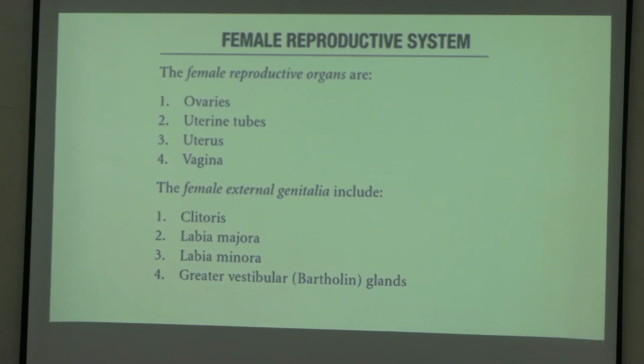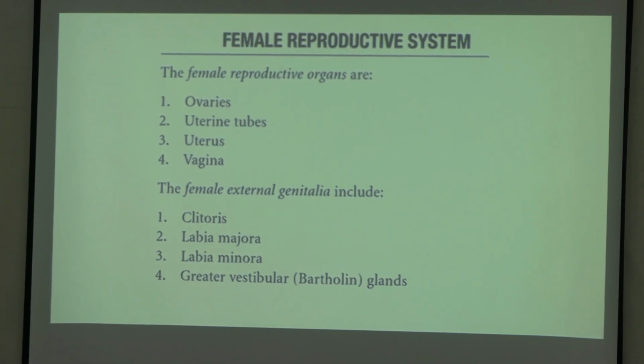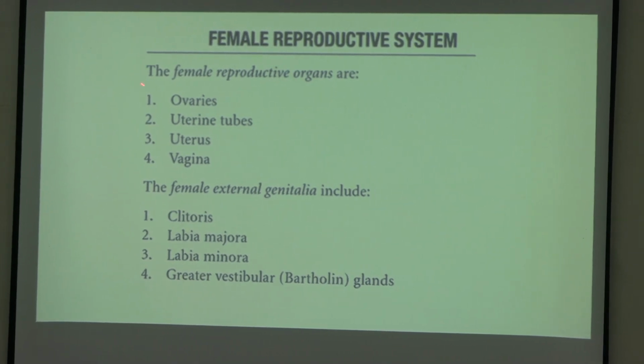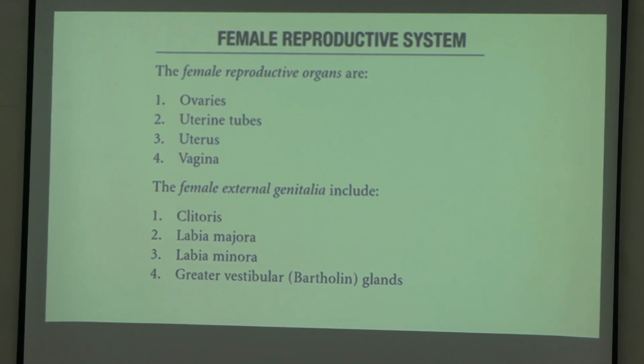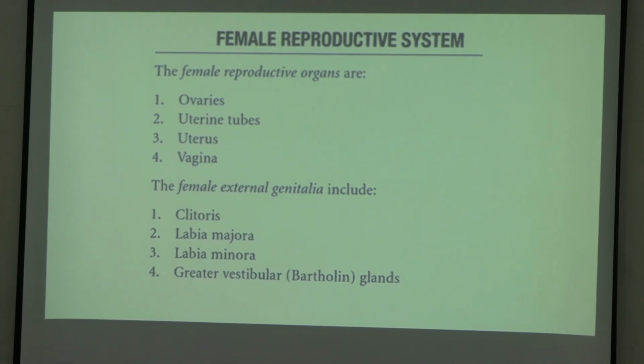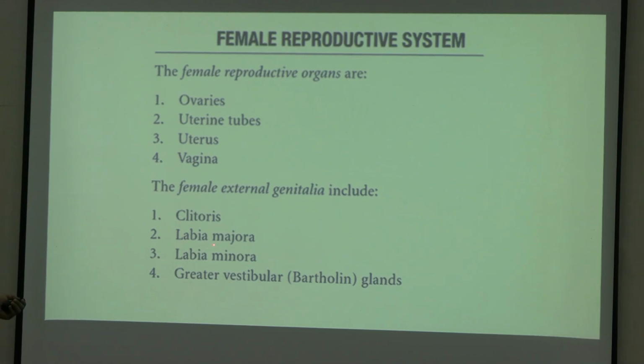Okay, this is a part of which system? Anyone? Female reproductive system. Okay, now the female reproductive system is mainly divided into two parts. As you can see over here, that is the female reproductive organs and female external genitalia. Among them, ovaries, uterine tubes, uterus and vagina are the reproductive organs, and these are the external genitalia, which include clitoris, labia majora, minora and greater vestibular glands.